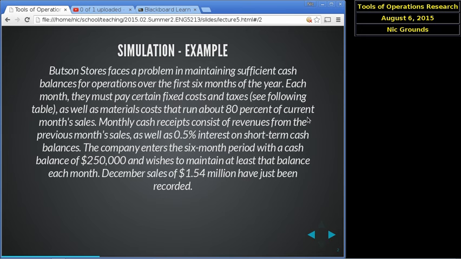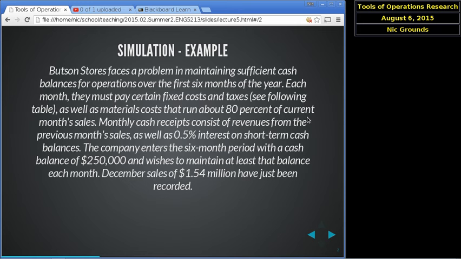Butts and Stores faces a problem in maintaining sufficient cash balances for operations over the first 6 months of the year. Okay. So we have this store. They have cash that they use to cover costs and other things. And throughout the first 6 months of the year, they want to make sure they keep enough cash on hand, enough cash to invest or buy or whatever they need to do. So each month they have to pay fixed costs and taxes. So they have to pay for electricity and rent and payroll taxes and things like that. Those are fixed. That is, they know how much they're going to have to pay for that. Okay, so that's not an uncertain thing.